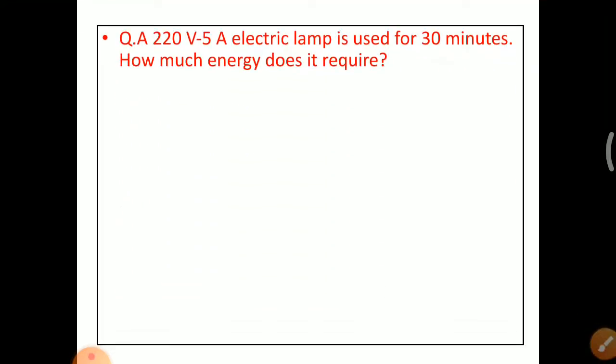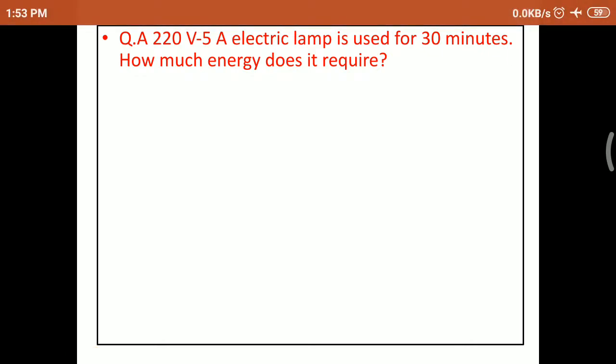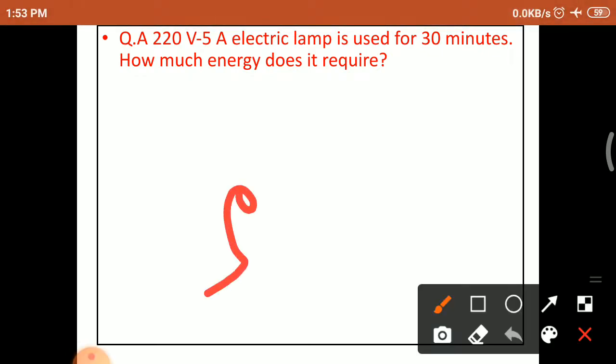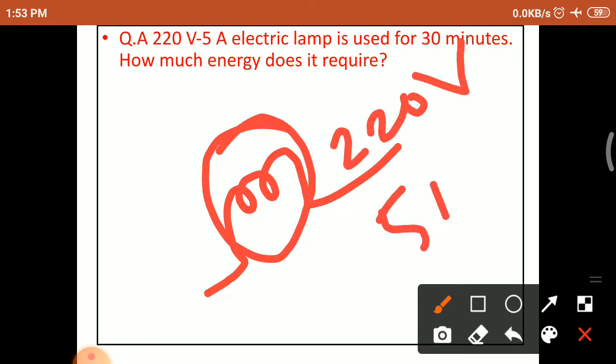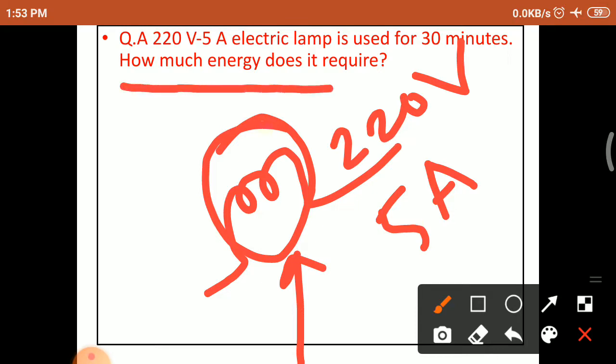The next one: a 220 volt, 5 ampere electric lamp is used for 30 minutes. How much energy does it require? So if you take an electric lamp, the electric lamp needs 220 volt and 5 ampere current. It is passing through for 30 minutes. So how much energy does it require?